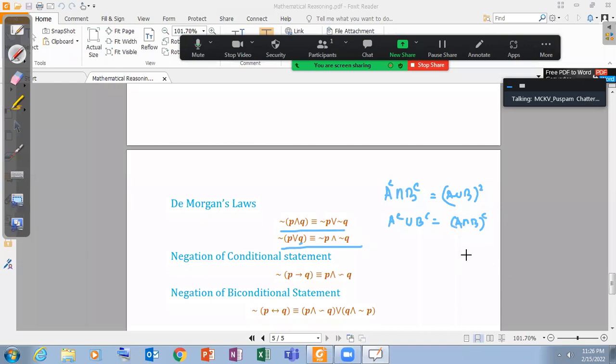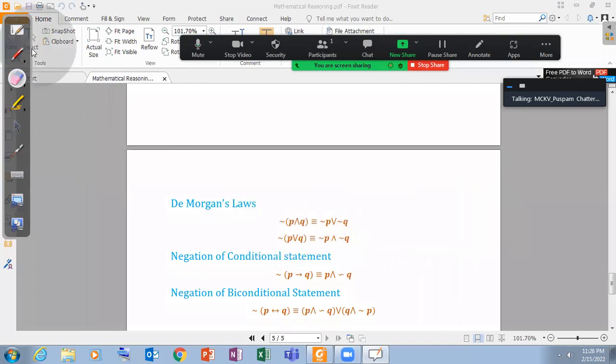Simple. Negation of P and Q is equivalent to negation P or negation Q. Negation of P or Q is negation P and negation Q. You can prove it by simple use of a truth table. I think this should be homework, to prove both sides by truth table. Okay. So this is very important.